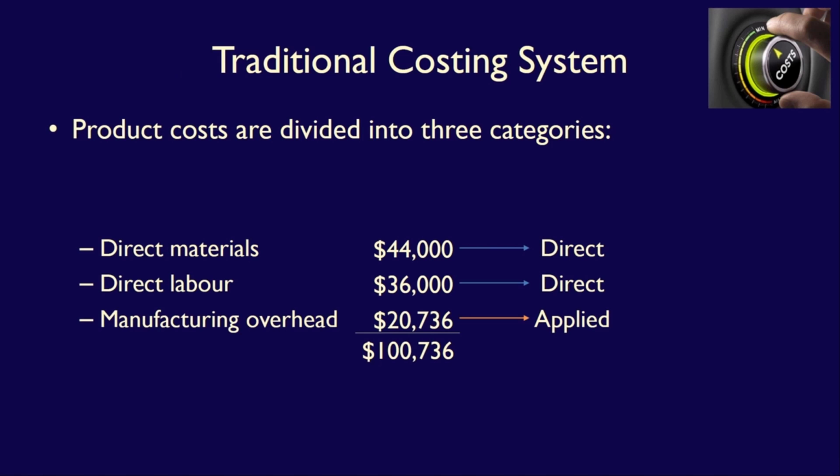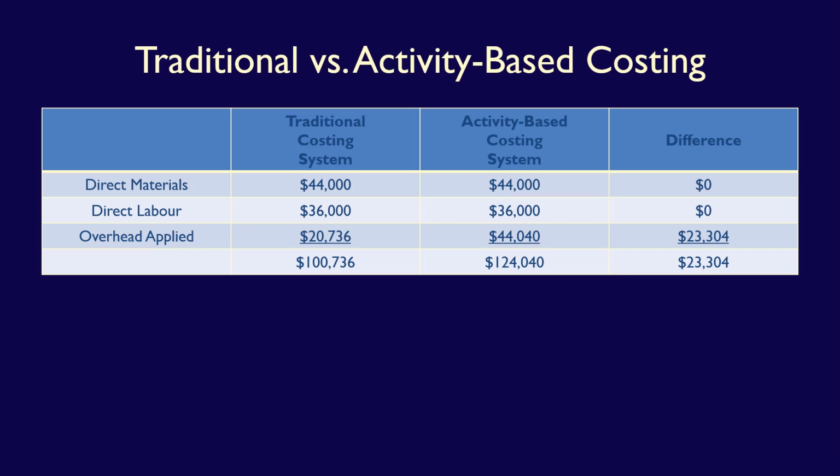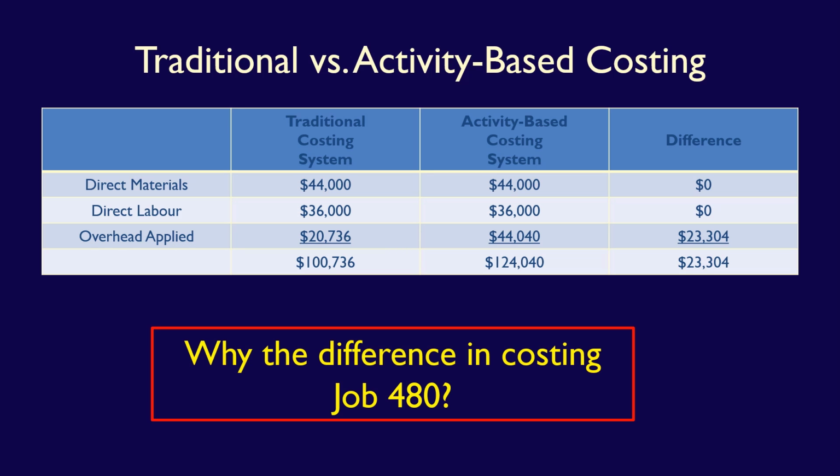Compare that to the total cost of job 480 under the traditional costing system, which is $100,736. Why is there a difference in the total cost of job 480 when two different costing systems are used? We can quickly see that the direct materials and the direct labor are identical. Makes sense. We need the same materials and labor to produce this product. But there is a difference of $23,304 between the overhead applied under the traditional costing system compared to the activity-based costing system. Why is there a difference in overhead applied between the two costing systems?